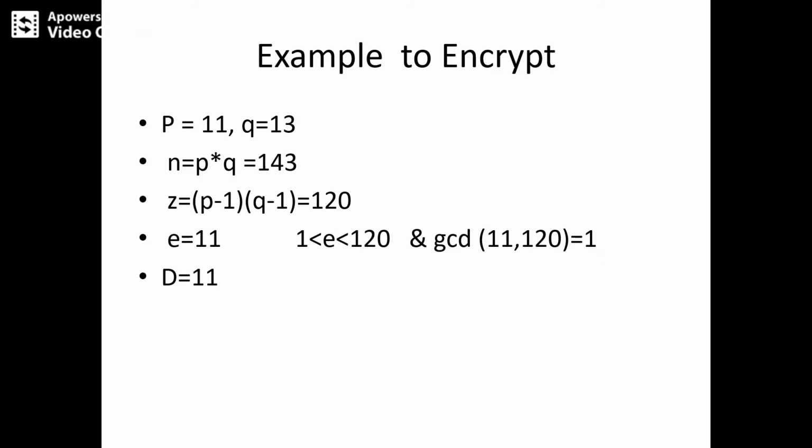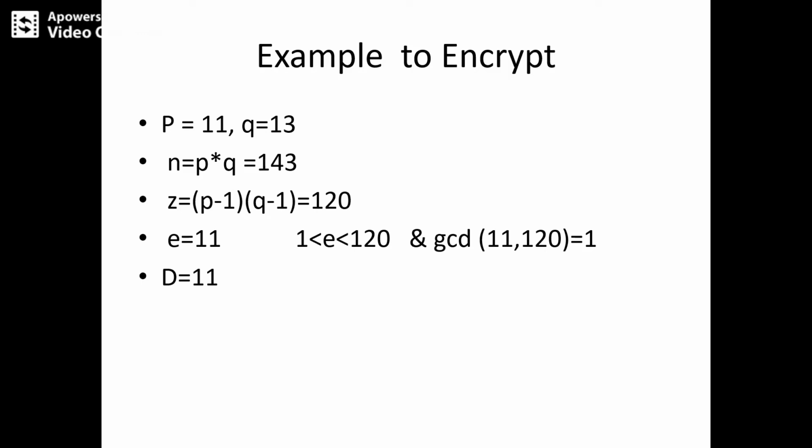So now we'll take an example to encrypt and decrypt the data. So let us consider an example. P is equal to 11. So 11 is a prime number, and Q is equal to 13, and 13 is a prime number. Here I am going to take two distinct prime numbers, which will encrypt the data properly. So the next step in the algorithm, whatever two prime numbers we are taking, we need to take the product of the two prime numbers.